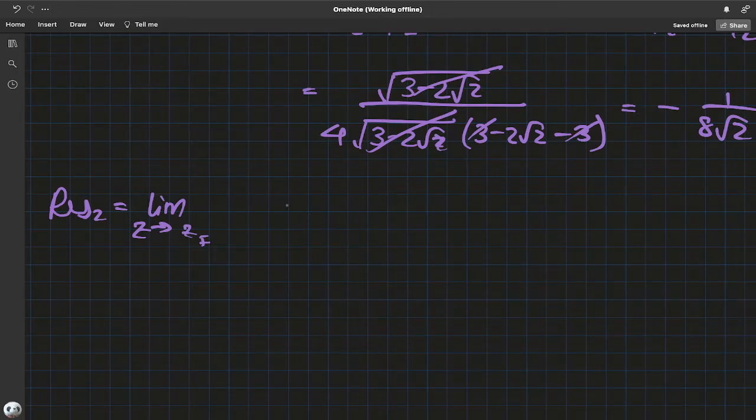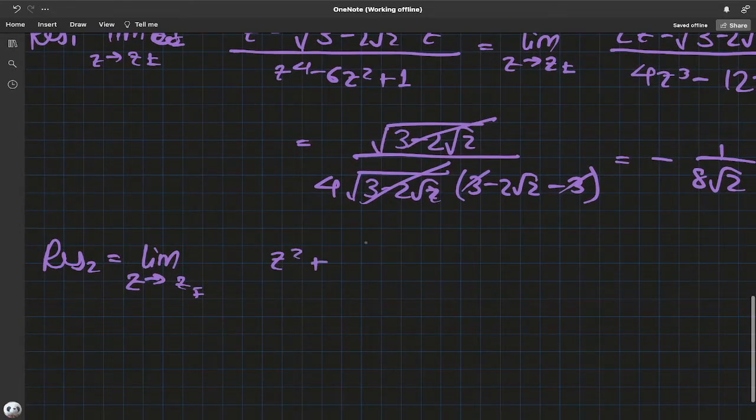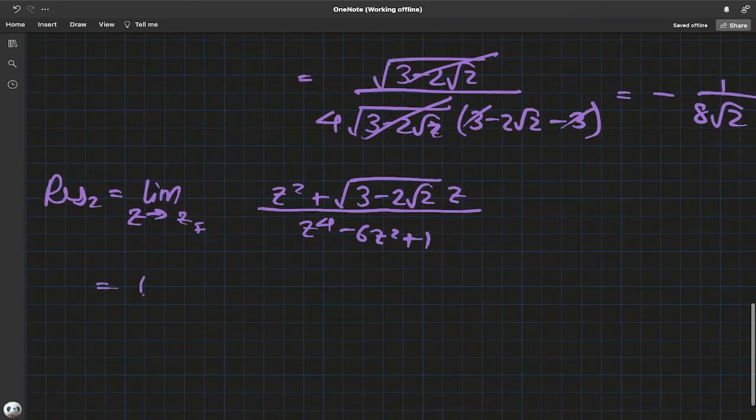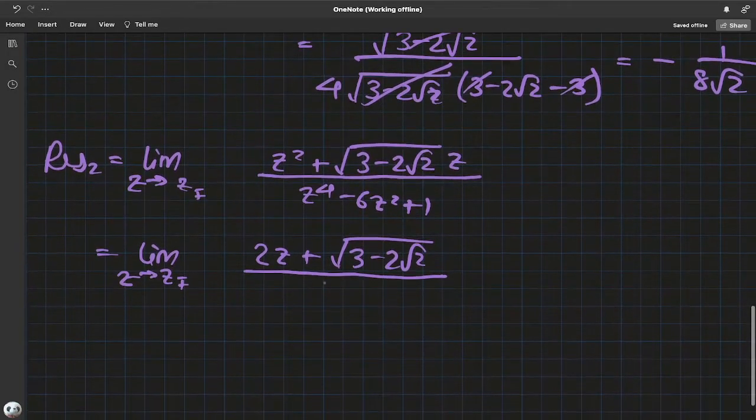With that, we have a similar process going on, except we now have a plus sign. So we have z squared plus square root of 3 minus 2 root 2 multiplied by z divided by z to the 4th minus 6z squared plus 1. Again, L'Hopital everything up. Limit as z goes to z minus plus, 2z plus square root of 3 minus 2 root 2 divided by 4z cubed minus 12z.